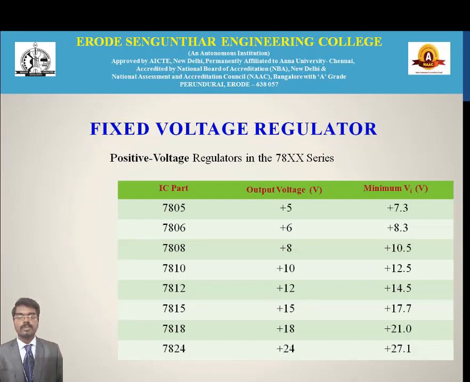Since it is a positive voltage regulator, the available ICs in the market are 7805 to 7824. The first two digits represent the positive voltage regulator, that is 78. The last two digits 05 to 24 represent the output voltage. For example, if you are considering a 7805 IC, it is a positive voltage regulator which gives an output of plus 5 volt. This IC can operate at a minimum input voltage of 7.3.